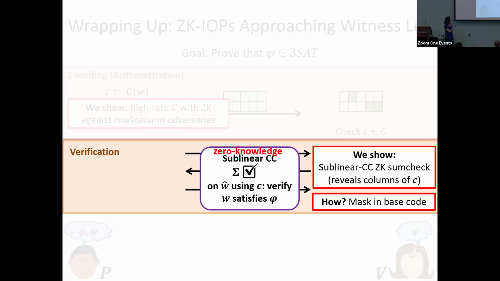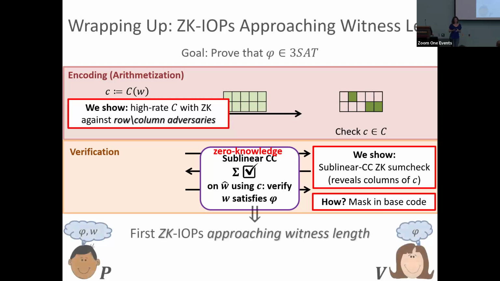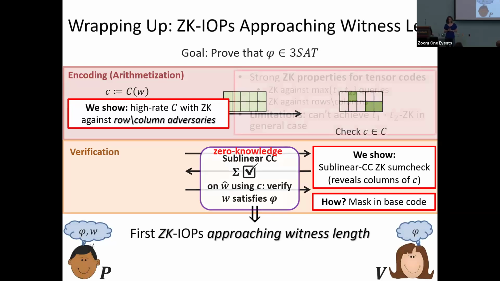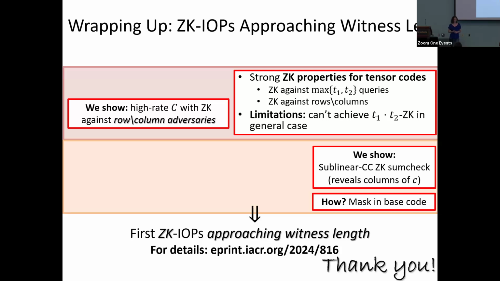But this sum check reveals columns of the code word. When we combine it with our results of the first part of the talk, the fact that there exists a high rate code that is zero knowledge against reading columns, we get the first zero knowledge IOPs approaching the witness length. And I'll just remind you that this high rate zero knowledge code was a corollary of more general results that we have on tensors of zero knowledge codes. So you can read all about it in our paper. Thank you.